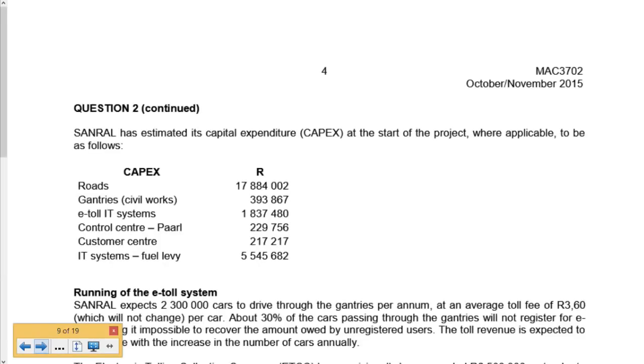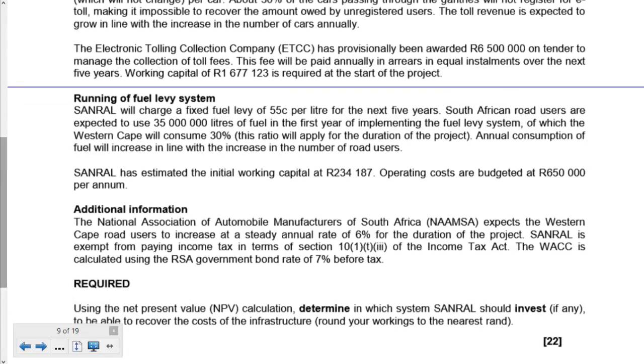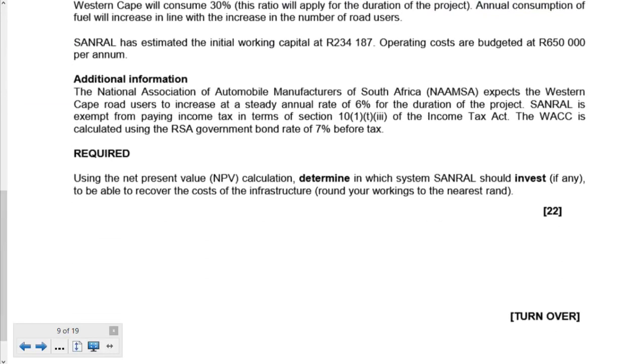Is your favorite? It's my favorite. It's a CapEx question. They say to you, using NPV calculation, determine whether SANRAL should invest in any of the above to recover the costs of infrastructure. Round off your workings to the nearest rand. It's 22 marks. It's that NPV calc. Okay. It's a bit of an upside down NPV calc.